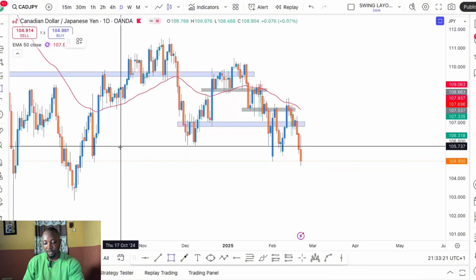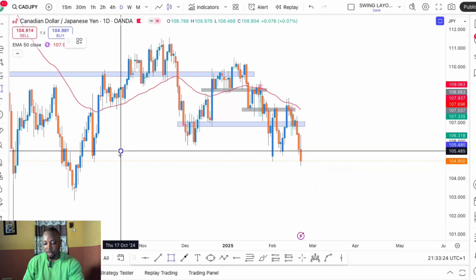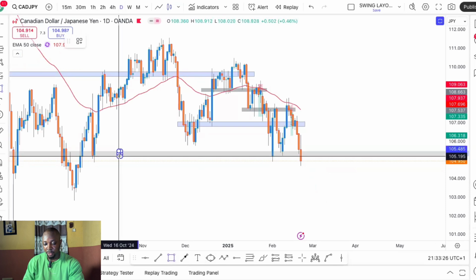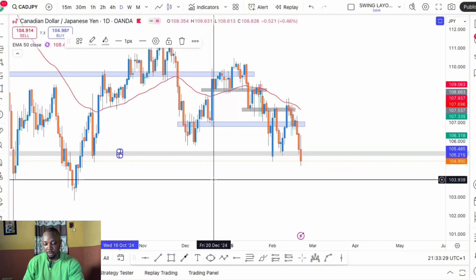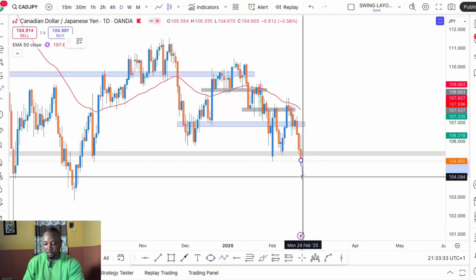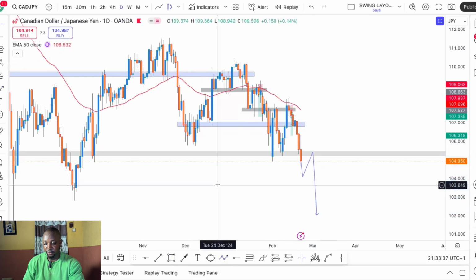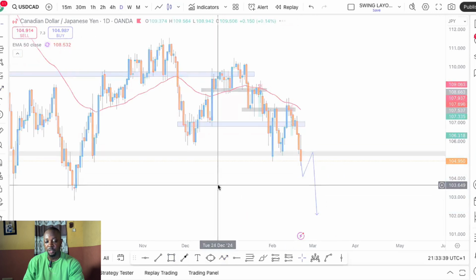CAD JPY, similar story, but this is actually quite clean. Look for a cleaner break, retest, rejection, and look for sales to the downside.